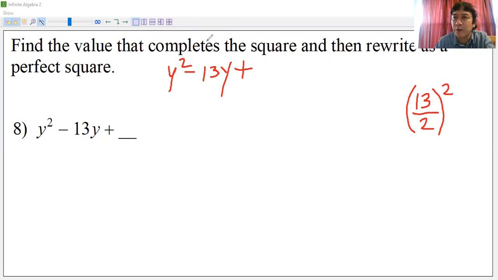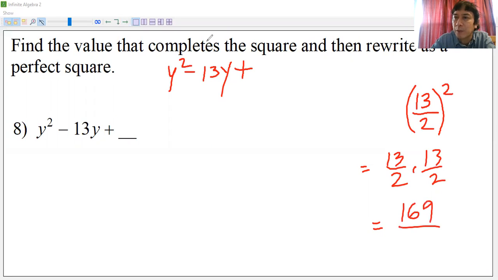Okay, 13 over 2 squared means 13 over 2 times 13 over 2. And this is equal to 13 times 13, that's 169, and then we have 2 times 2, that's 4. Okay, that's the meaning of 13 over 2 squared.